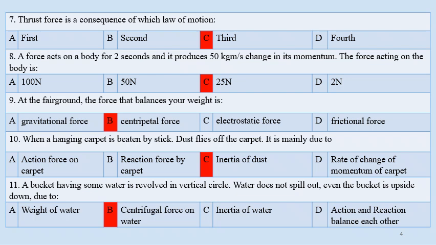Question number 10: When a hanging carpet is beaten by a stick, dust flies off the carpet. It is mainly due to, the correct answer is, inertia of dust. Inertia is resistance to change in motion. When you beat the carpet, it moves suddenly, okay, but the dust tends to stay at rest and ultimately it gets separated from the carpet and flies off.